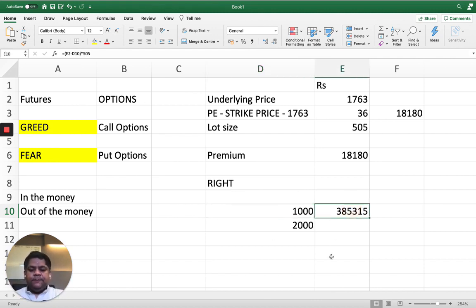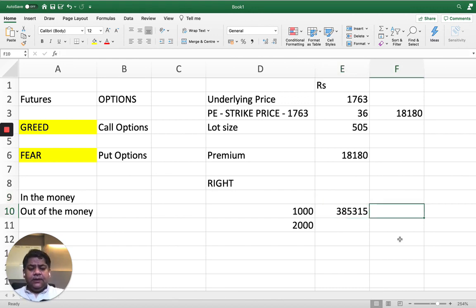Then you know what will happen? You got the right to sell him at 1763. You will sell him at 1763. Not you may, you will certainly sell it to him at 1763 when the market price is 1000 rupees. And because of this put option which was there in your account, you make a benefit of 3,85,315 rupees. Obviously you are still holding the Reliance share, isn't it? So this is what you get.